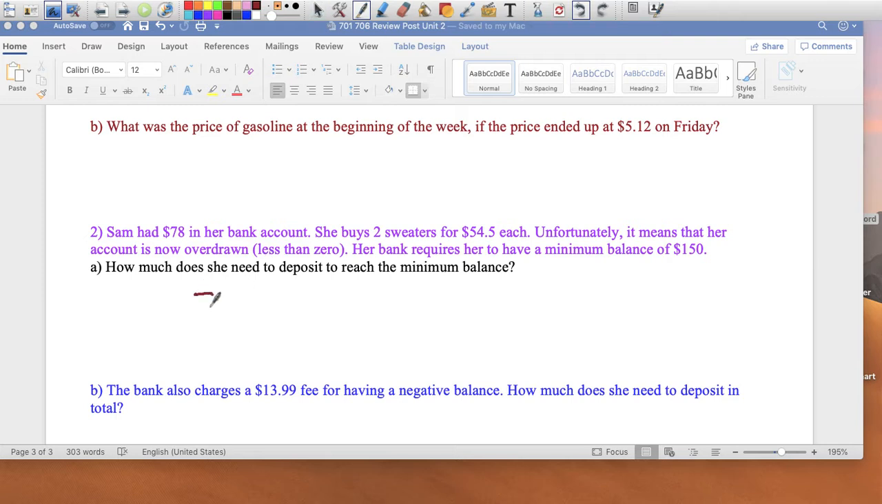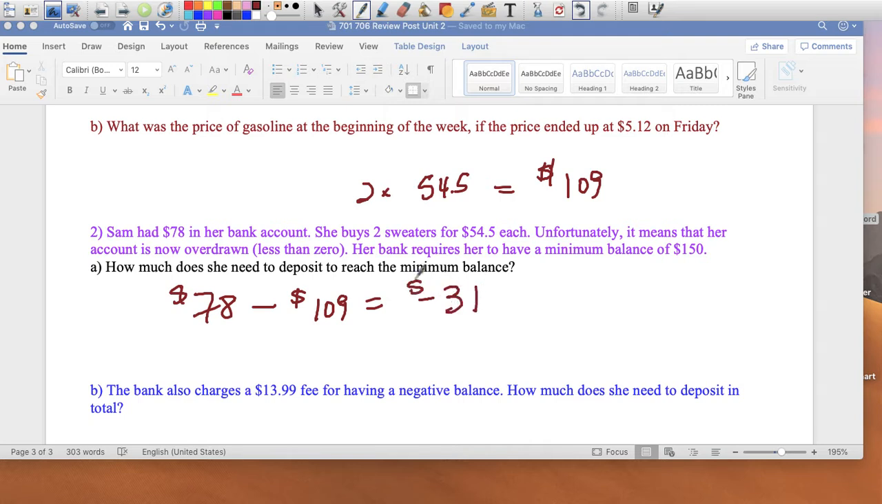Sam has $78. She buys 2 sweaters. She's going to buy 2 sweaters. So 54.5, she bought 2 sweaters 2 times. So it's going to be 54.5 times 2. It's going to be $109. She spent $109. So minus 109. So what does that mean? Now it means that her bank, it's negative. She has a negative balance.